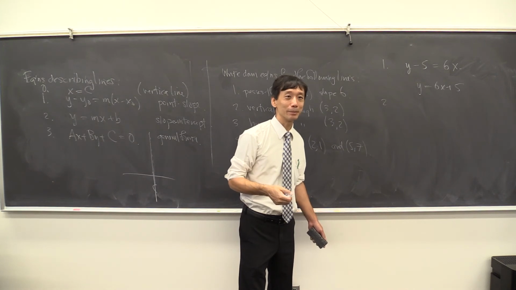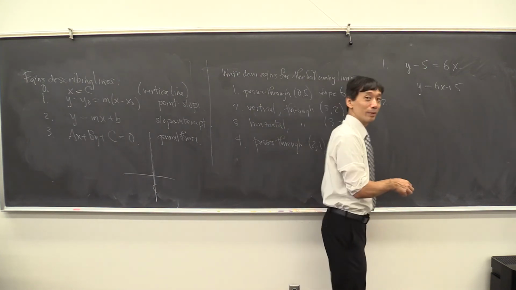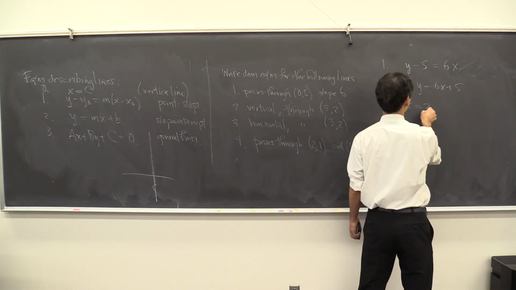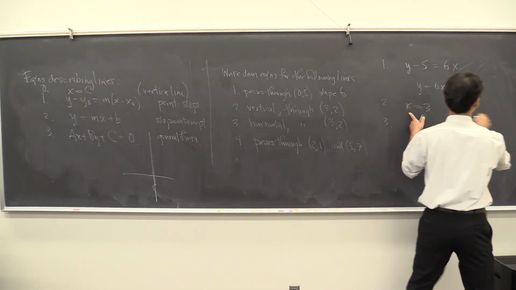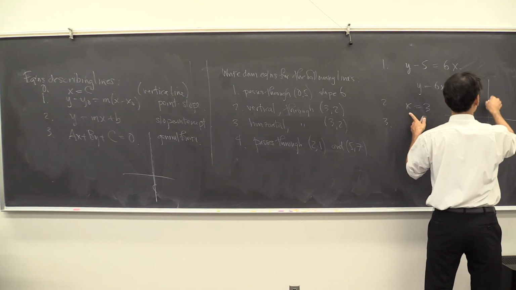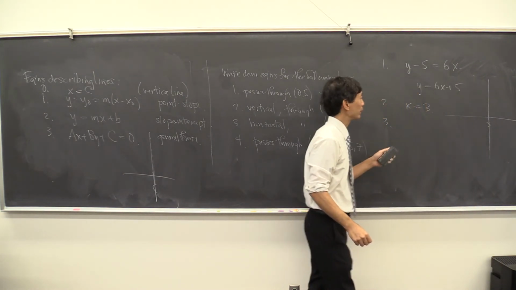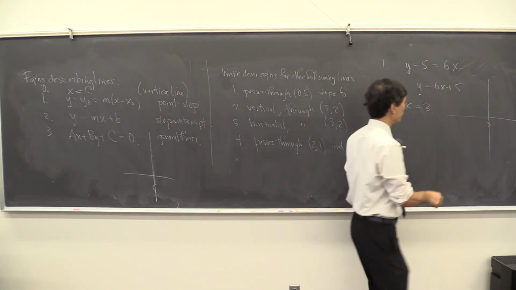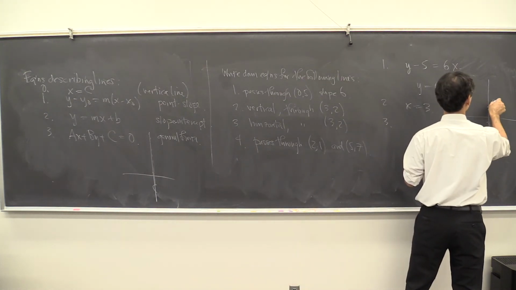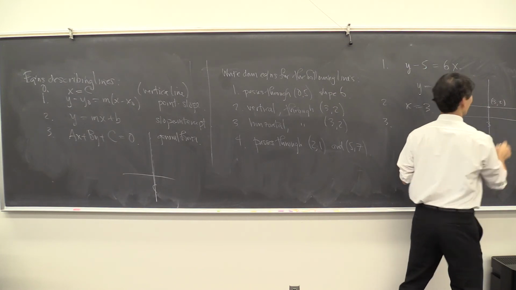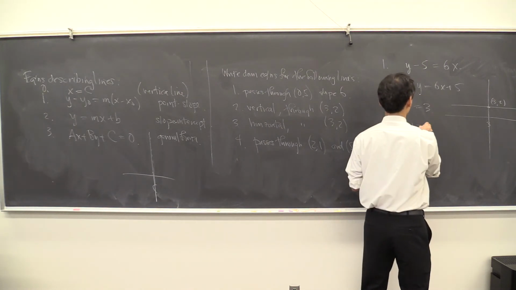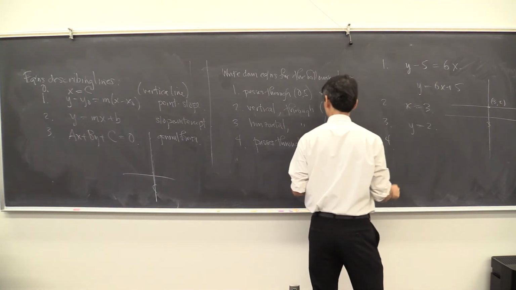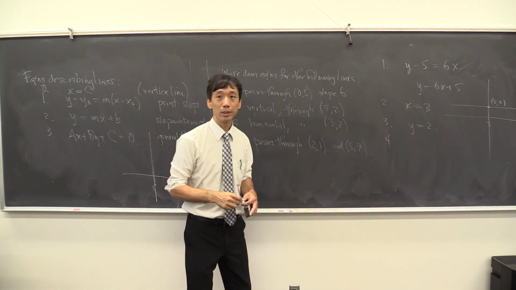Okay, number 2, vertical through 3 comma 2. Anybody? Vertical line. X equals 3. Thank you. Pretty straightforward, right? This is 3. It's everything where the x coordinate equals 3. The horizontal line through that point, 3 comma 2. What about the horizontal line? What would that be? Y equals 2, right? Okay, what about the last one? Passes through these 2 points. How would you describe it?